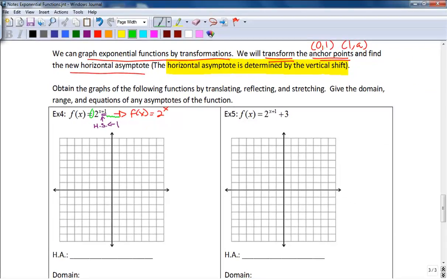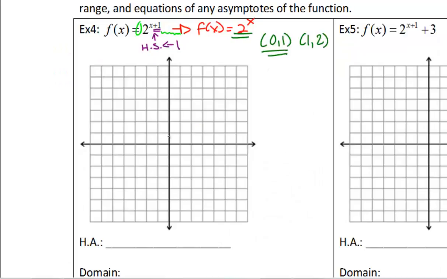Well, first we have to think, what are our anchor points? What are the points that we know would be on this basic shape? Well, those would be 0, 1, and then the point 1, comma, instead of A, I'm going to write my base, which is 2. Let's start with the point 0, 1. I'm going to actually place the dot at 0, 1, but then we're going to move it to its new location with my transformation. So here's my point 0, 1.